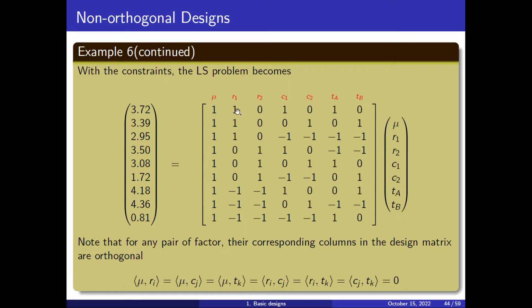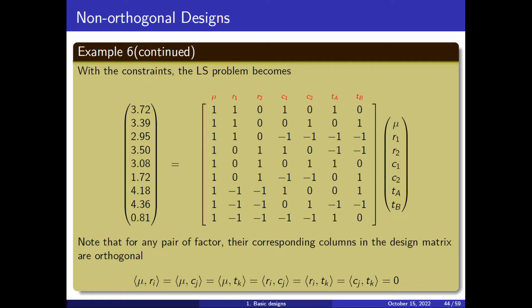plus R1 plus C1 plus TA, and then for instance here in this one we had C3 and TC, so we see that it is mu plus R1, and then we had C3, but then we have to subtract C1 and C2, and we had TC, and we have to subtract TA and TB, and well, all the others are the same. So now we have 7 unknowns and we have 9 equations, so that is something that we can do.